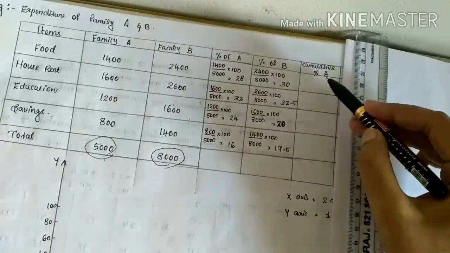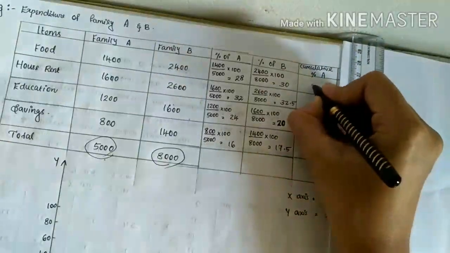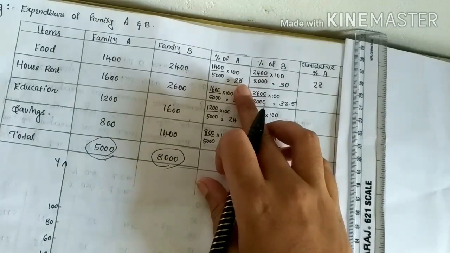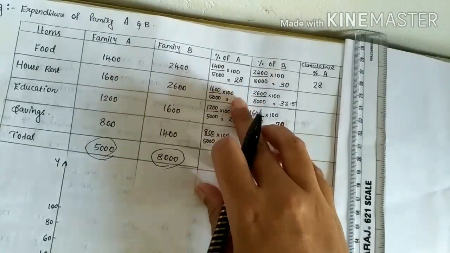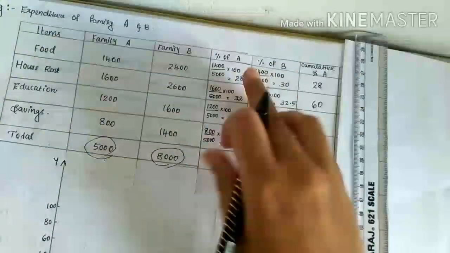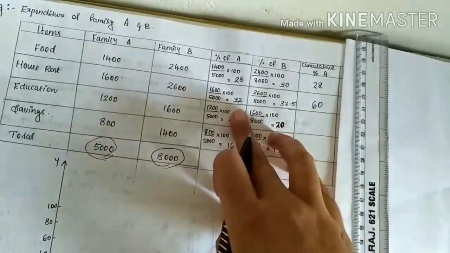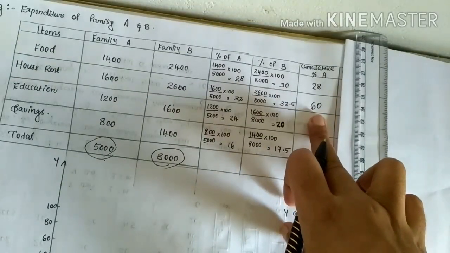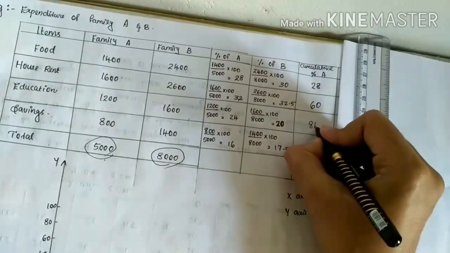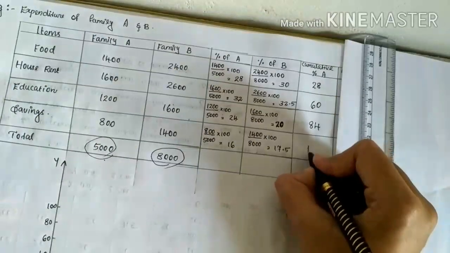So the cumulative percentage of the first item is 28, the same 28, and the cumulative percentage of the next item is 28 plus 32, that is 60. The cumulative percentage of the first item is 28 and the second item is 32. So 28 plus 32, it is 60. Then cumulative percentage of the next item is 60 plus 24. It is 84. The next cumulative percentage is 84 plus 16, that is 100.